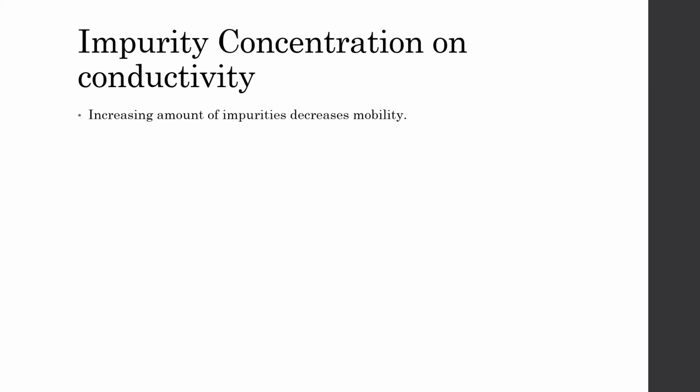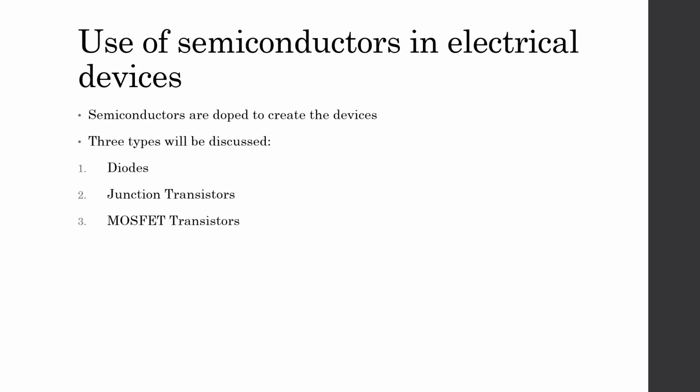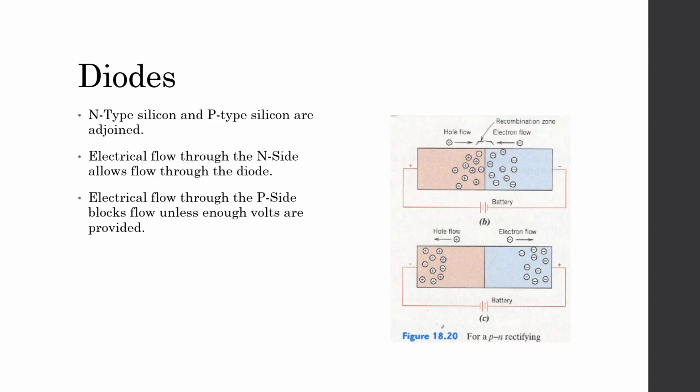Obviously, if you increase impurities too much, it'll decrease mobility. There is a maximum amount of conductivity that you can extract, and that is at low concentration. Now, semiconductors are used in 3 different types of electrical devices that I will be discussing here today. These are diodes, junction transistors, and MOSFET transistors.